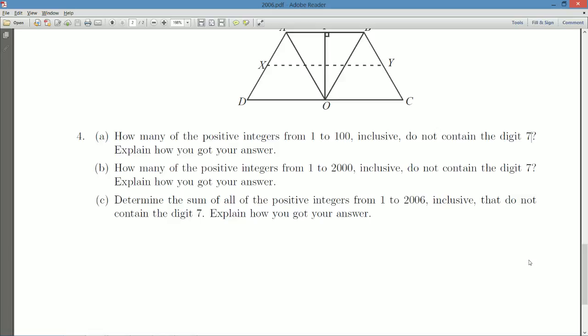B. How many of the positive integers from 1 to 2,000 inclusive do not contain the digit 7? Okay, so we're just asked to do this on a grander scale. We could probably take what we learned in part A and recognize patterns. So what could we do? Well, in A, we went from the numbers 1 to 100 inclusive, and we figured out there were 81 of them that did not contain a 7.